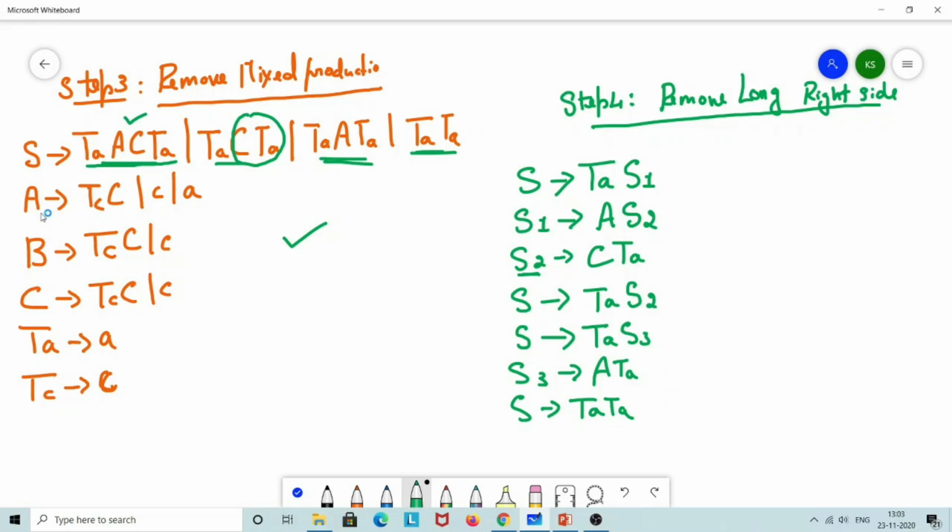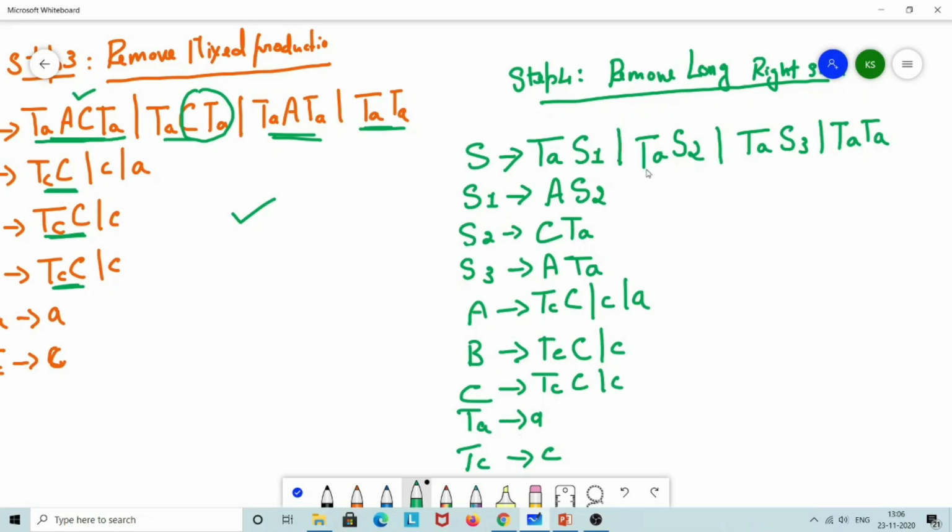So what about these rules? With respect to A, I have length 2, so not a problem. This is also not a problem. Here also I don't have any problem. So these are the new rules, or modifications to the previous rules, that need to be done. So the final solution would be, with respect to S, let me rewrite or reframe this. So this is the final solution. S gives TAS1, TAS2, TAS3 and TATA.